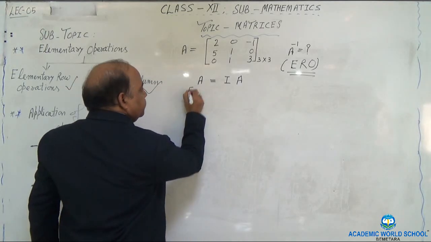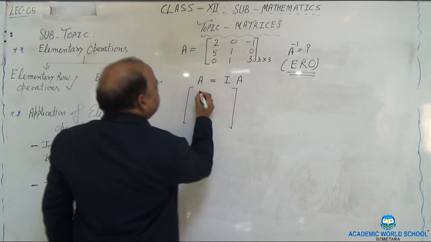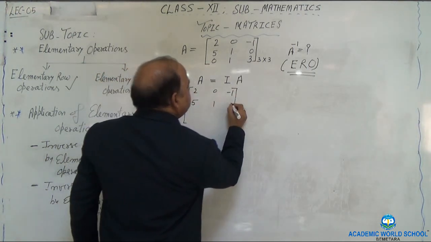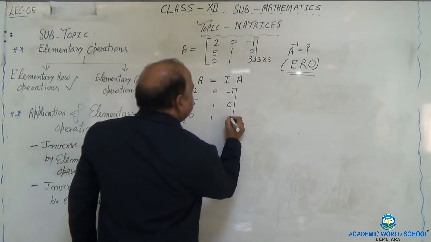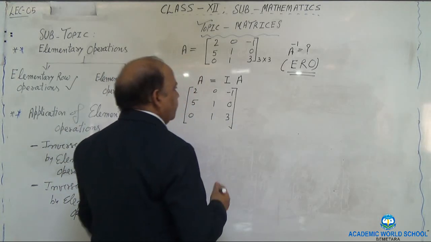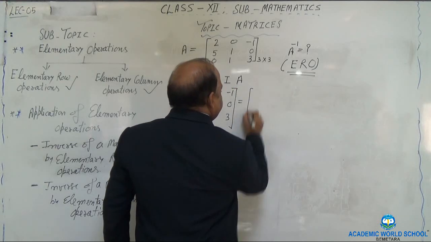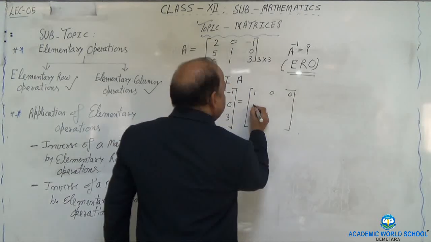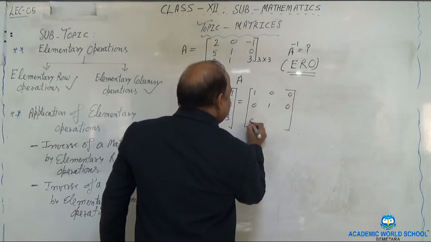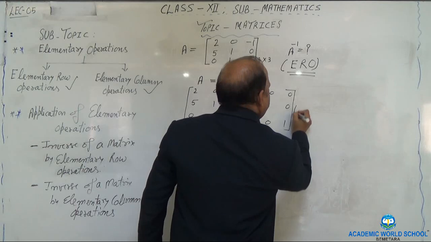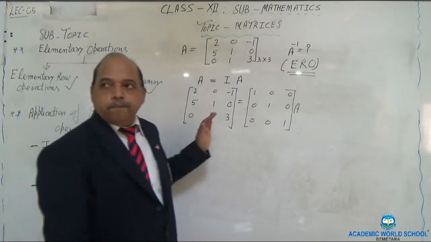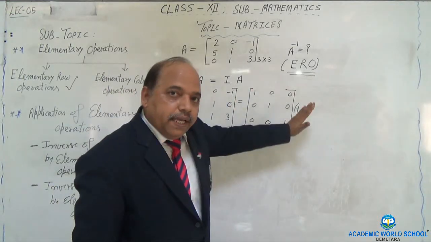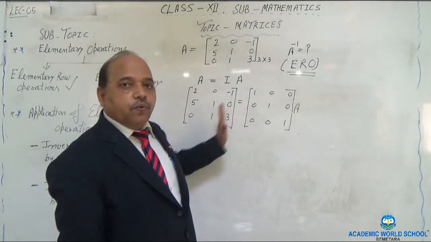So first we need to write down this given matrix, which is given as 2 0 minus 1, then 5 1 0, 0 1 3, and this can be written as I is, the procedure is same, 1 0 0, 0 1 0, 0 0 1, and then A will remain as it is. A is equal to I into A. I hope you have got this point. How to write? This is step number 1.